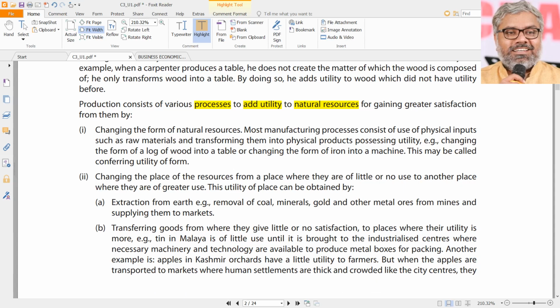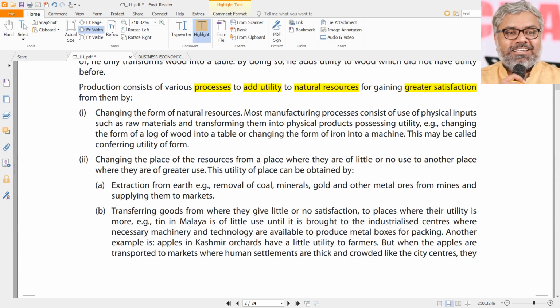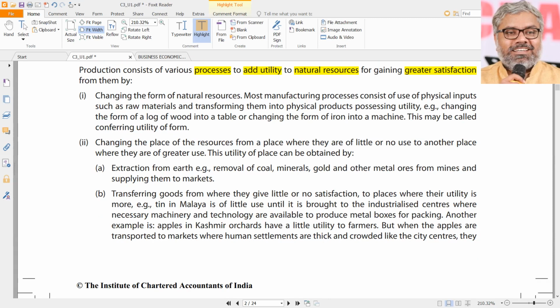So just a name. Now what we are talking about, usefulness is created by the production process to the natural resources, so that ultimately after the goods and services are produced, they will generate a greater satisfaction to the consumers, whoever are using them. Naturally, in their raw form, nature may not have much usefulness, but after the production process is done, after the resources are transformed, they will definitely generate greater satisfaction. That's what this means, and what kinds of utility it will generate.